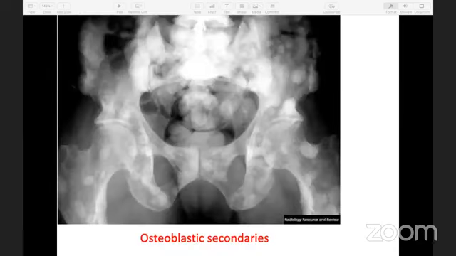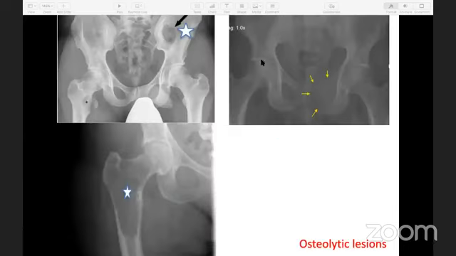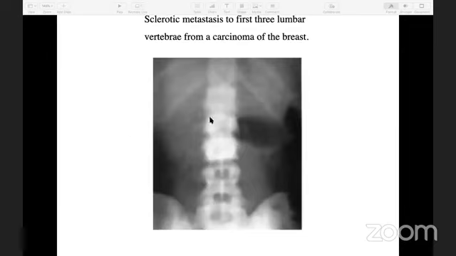Osteoplastic secondaries due to CA prostate. Osteolytic lesions in the pelvis and upper end of the femur. Sclerotic lesions in L1 to L3 from CA breast.